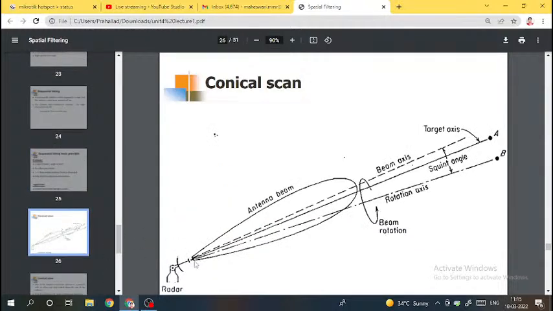So conical scan will be using only one feed, and you have an antenna. This antenna beam is squinted, right? Squinted means, see here, this is the actual beam axis. Now this is squinted in this direction, and it is rotated like this. So this is the actual beam axis. So it is squinted, changed by an angle, and it is rotated in a circular way.